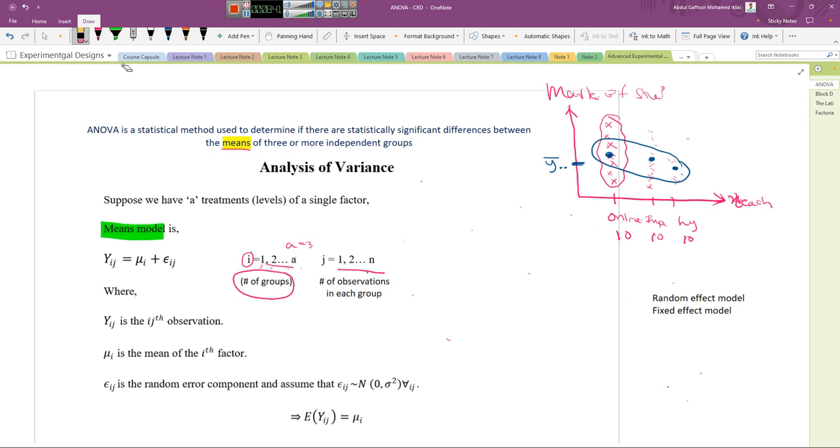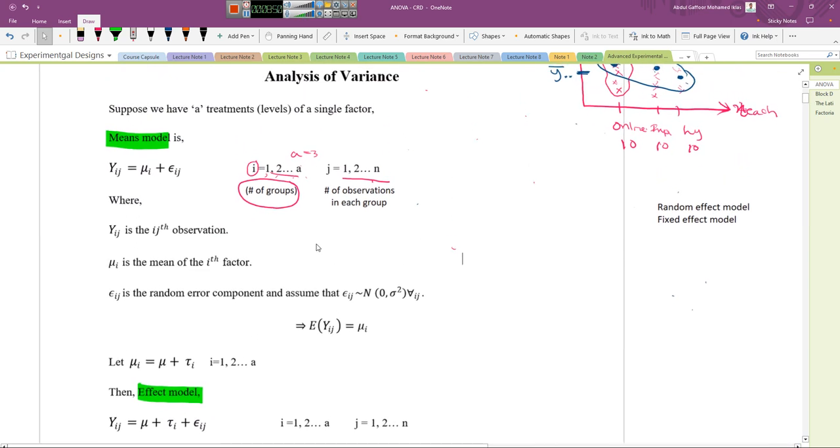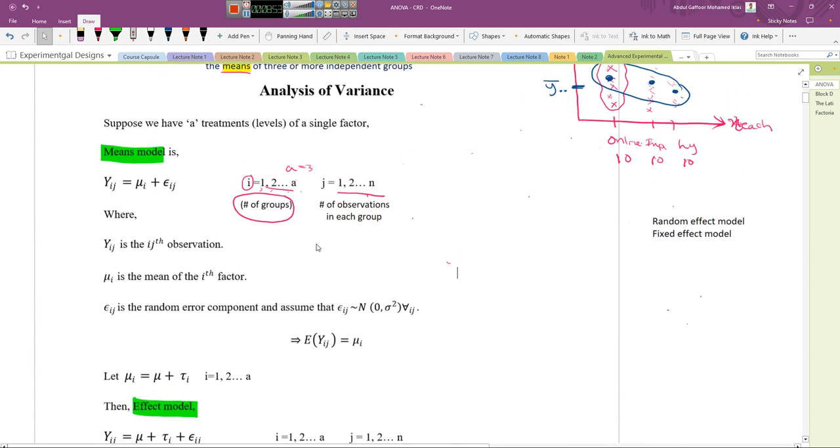So here we have two models. Now we will discuss the mean model, and the other one is the effect model. These are statistical models, the mean model and the effect model. Actually, there is no big difference.